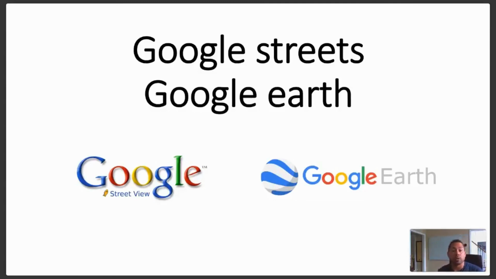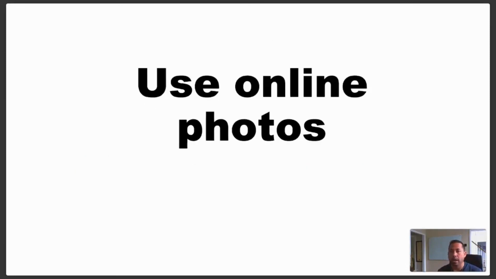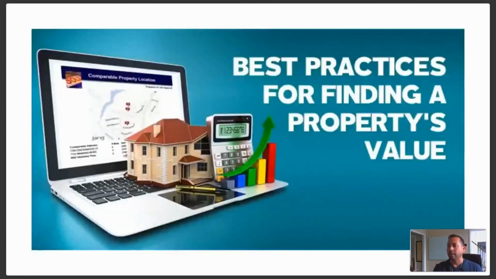So we use Google Earth and Google Street to identify those. And then we use the online photos. So we'll go online and we'll look at some stuff. I wanted to jump on this, and I hope this doesn't mess me up right here. But I wanted to share, let's see if I can share some pictures here.